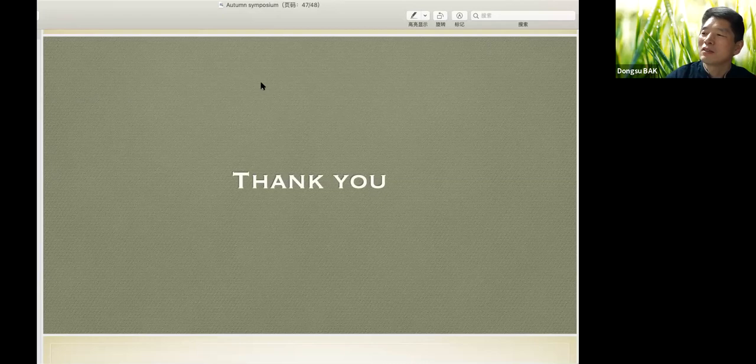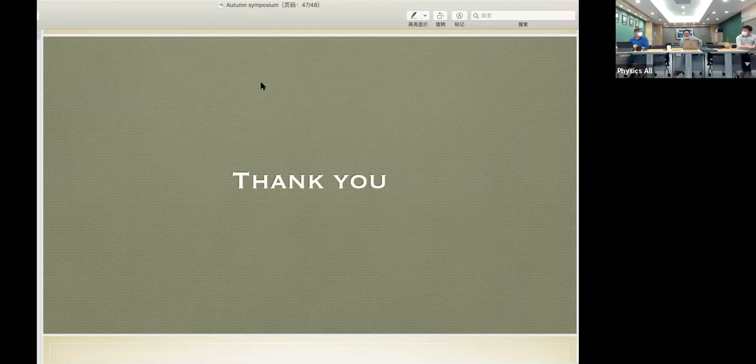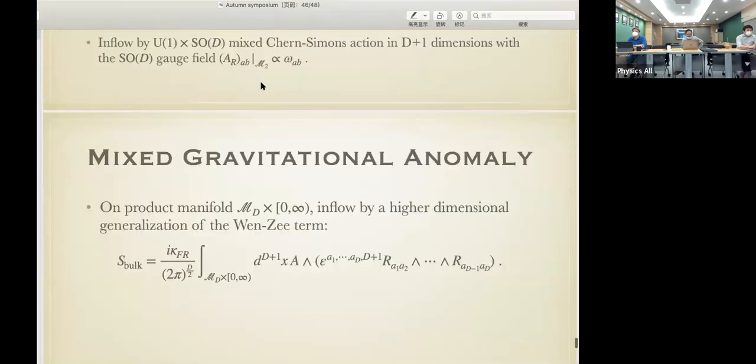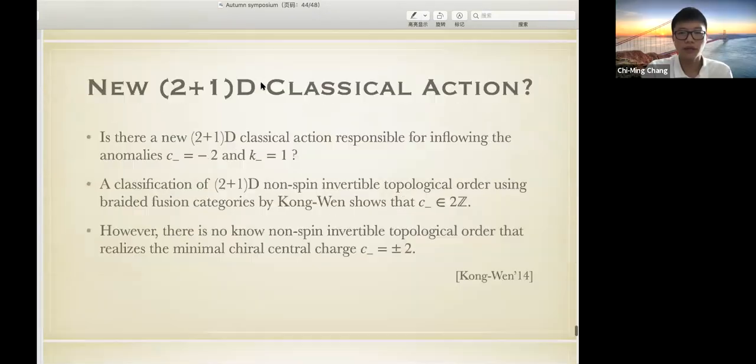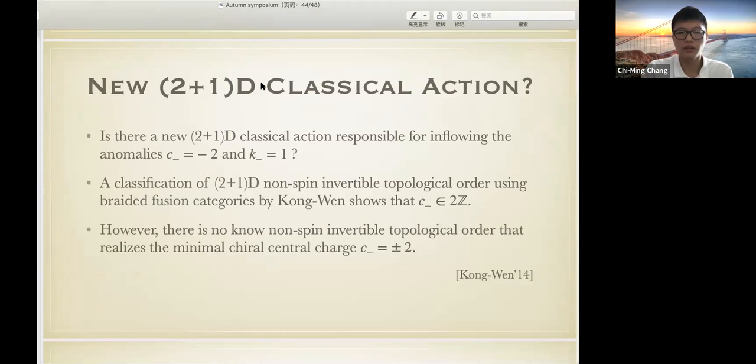Are there any questions? So what is the 3D invertible topological order you mentioned? Well, that is basically just an SPT phase. I mean, that's just fancy words for a classical action.